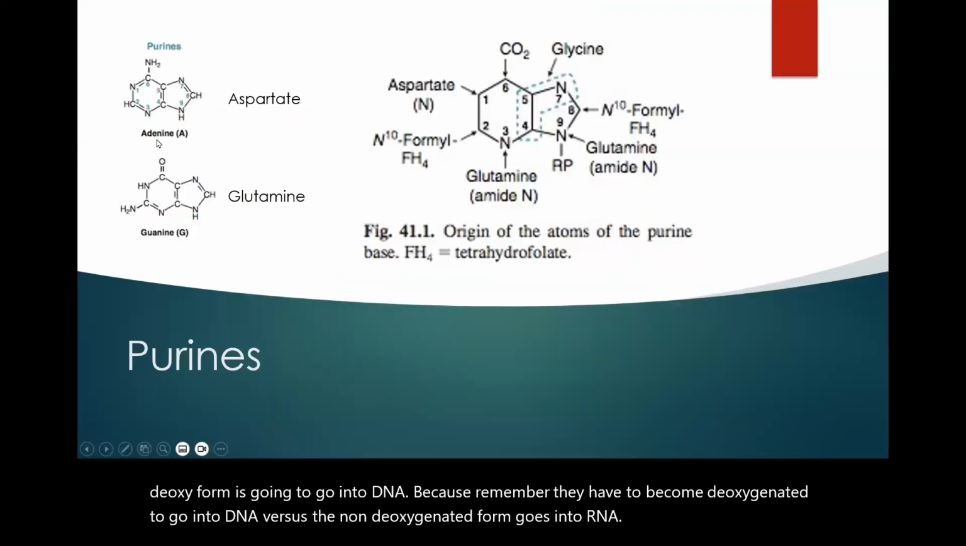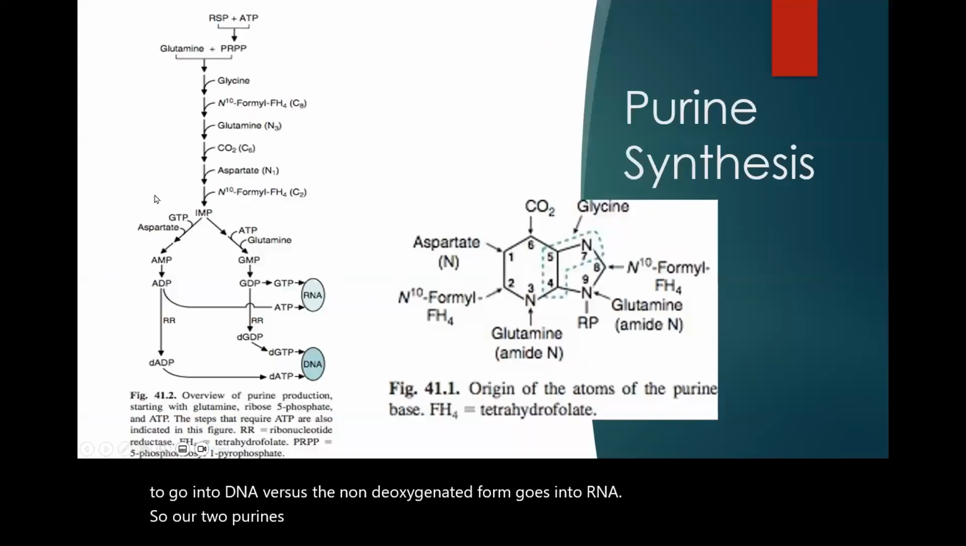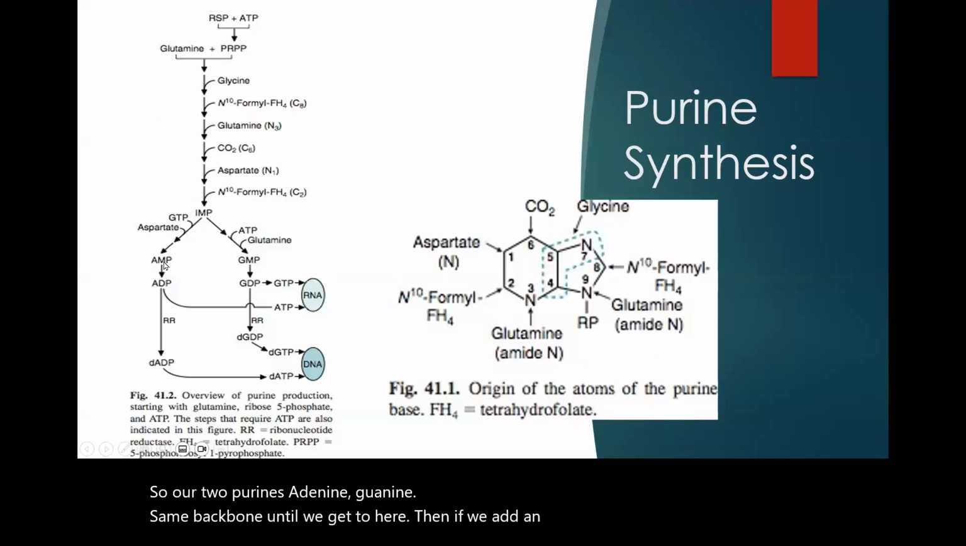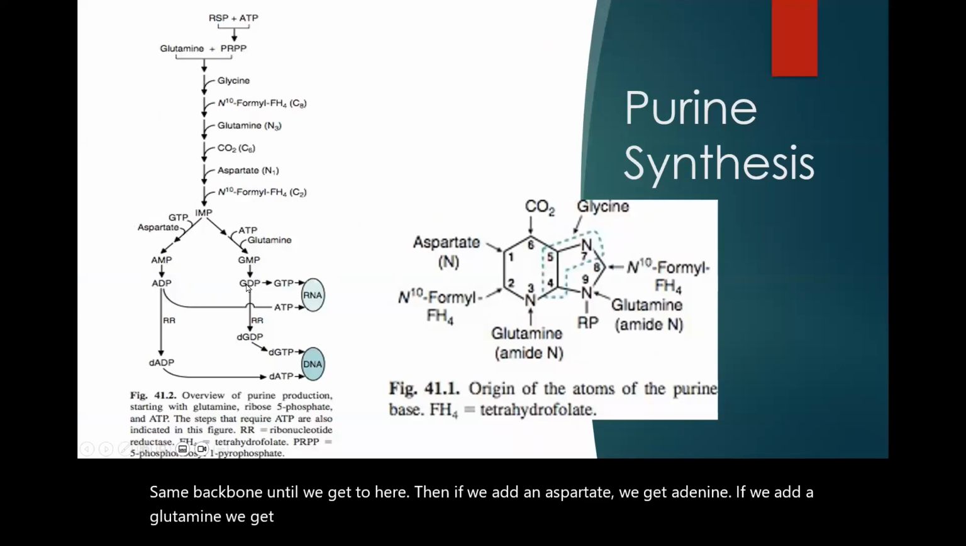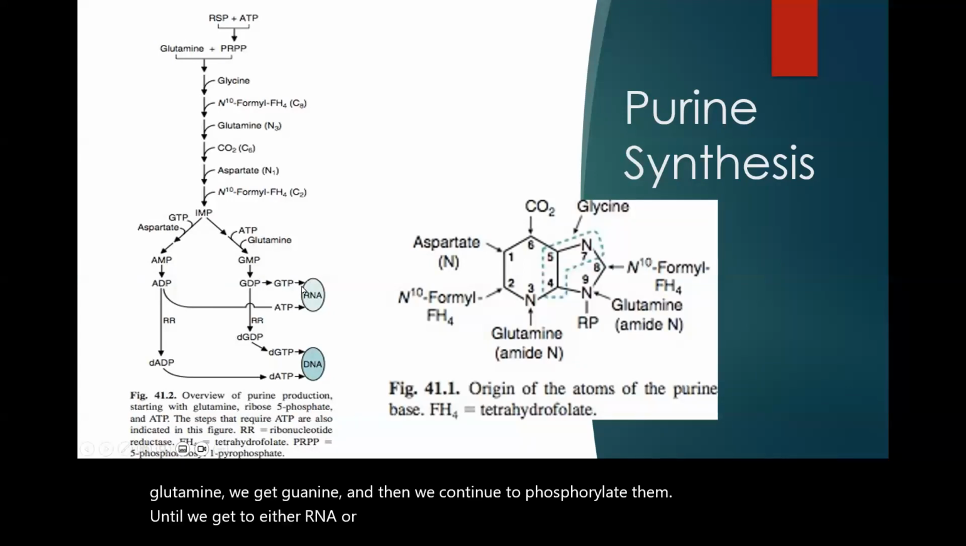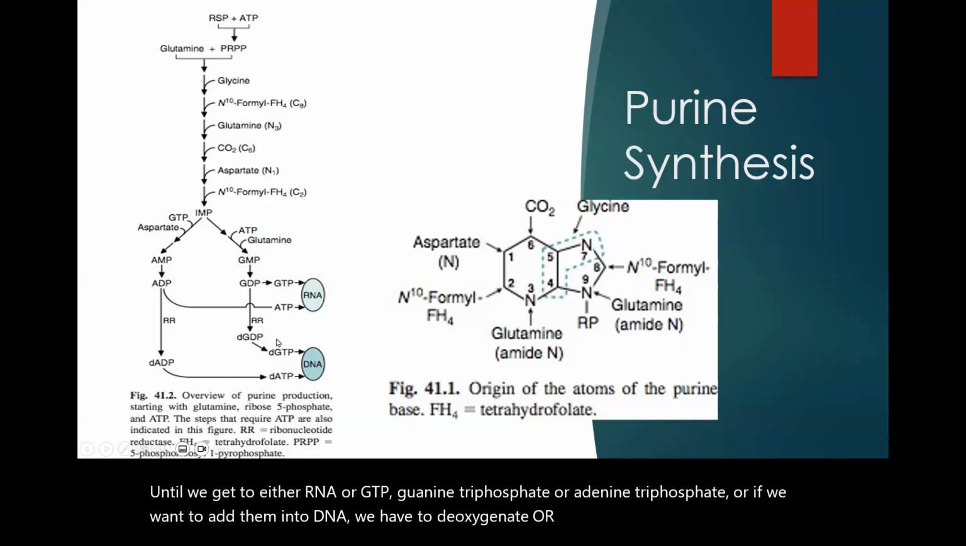So our 2 purines, adenine, guanine, same backbone till we get to here. Then if we add an aspartate, we get adenine. If we add a glutamine, we get guanine. And then we continue to phosphorylate them until we get to either RNA, or GTP, guanine triphosphate, or adenine triphosphate. Or if we want to add them into DNA, we have to get them into the deoxy form, which we'll show how to do here shortly.